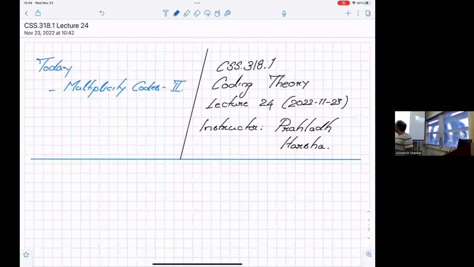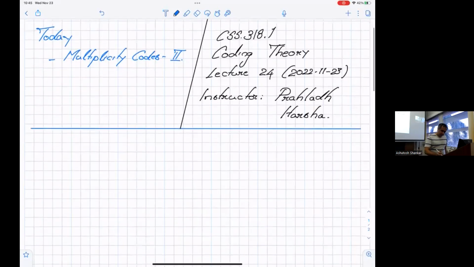So, welcome to lecture 24. This will be the second lecture in the module on multiplicity codes. The main topic for today will be list decoding univariate multiplicity codes.